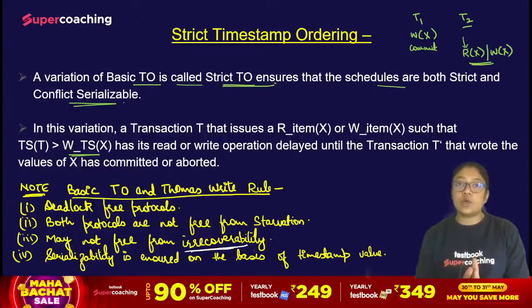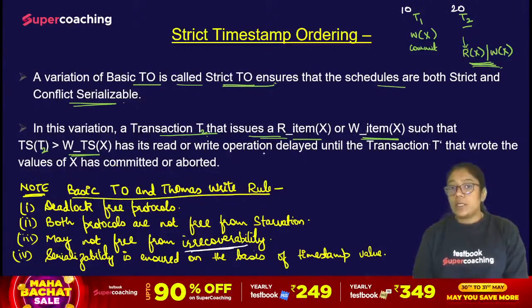In cascadeless, we were just delaying the read operation, and in recoverable, we were not delaying any operation, we were just focusing on the order of commit. So this condition is the condition for the strict recoverable schedule. I have used this condition with the basic timestamp ordering protocol, and it is resulting into the strict timestamp ordering protocol. So in this variation, a transaction T that issues the read operation or the write operation on the data item X, such that the timestamp value of the transaction that performed this operation is greater, let me write the timestamp values as well, 10 and 20, has its read or write operation delayed. Until when? Until the transaction T1, let me call this transaction T1 instead of T dash, that wrote the value of X has committed or aborted. Make sense?